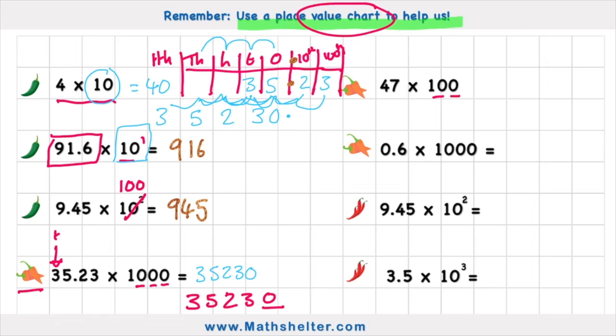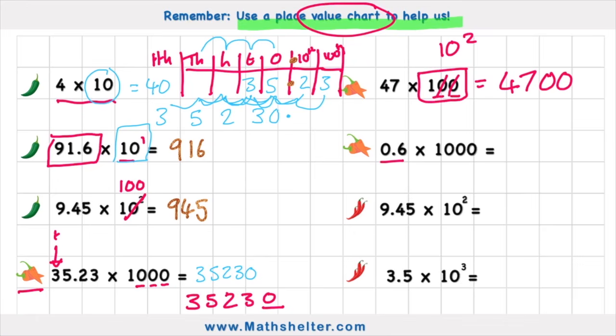So 47 times 100, or in other words, 10 to the power of 2. 47, 0, 0. I'm just borrowing them from here. So my answer is 4,700.